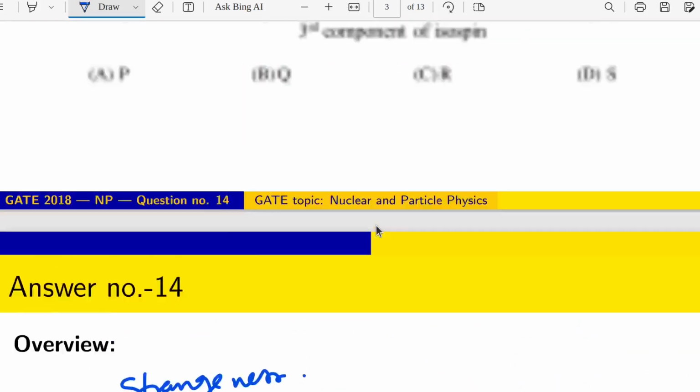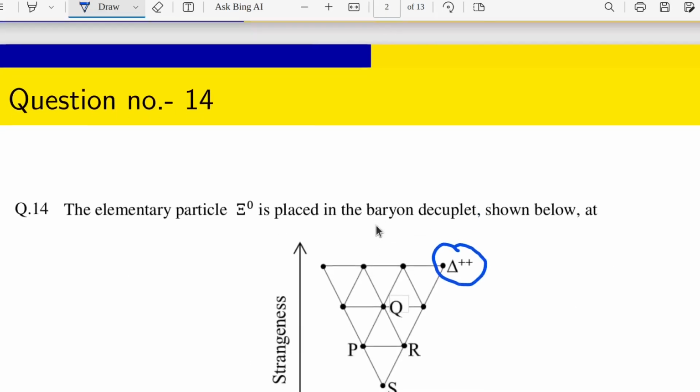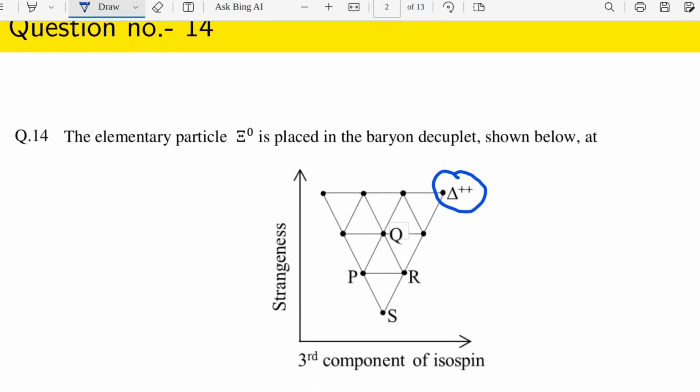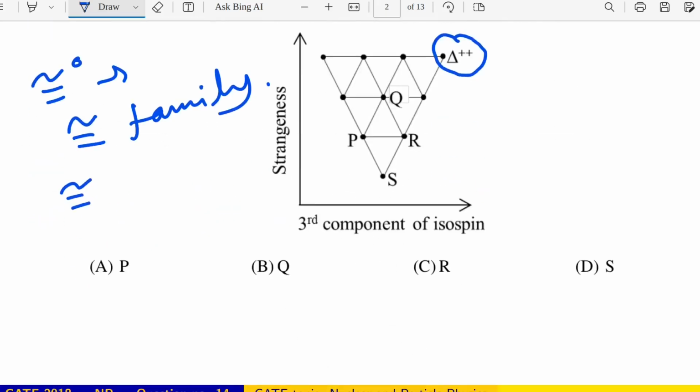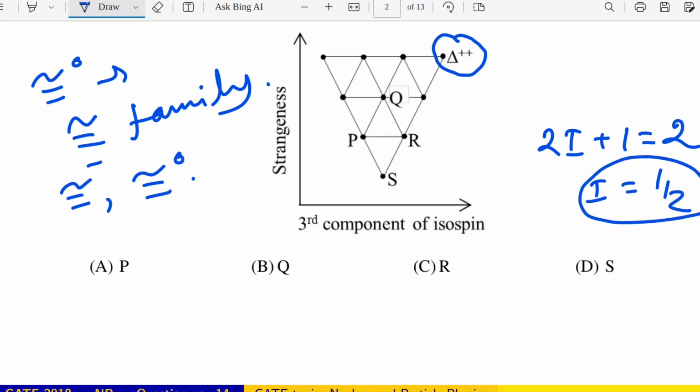Now coming to our question, in that question we can see that they are asking about the Xi0 particle. For that Xi0 particle, we have the idea that in that Xi family, two members are there. One is Xi minus and another one is Xi0. So if it is a two-member family, that means 2I plus 1 will be 2 and I will be half from that expression. So if I is half, what will be the value of I3 of Xi minus and Xi0? For Xi minus it is minus half and for Xi0 it is plus half.